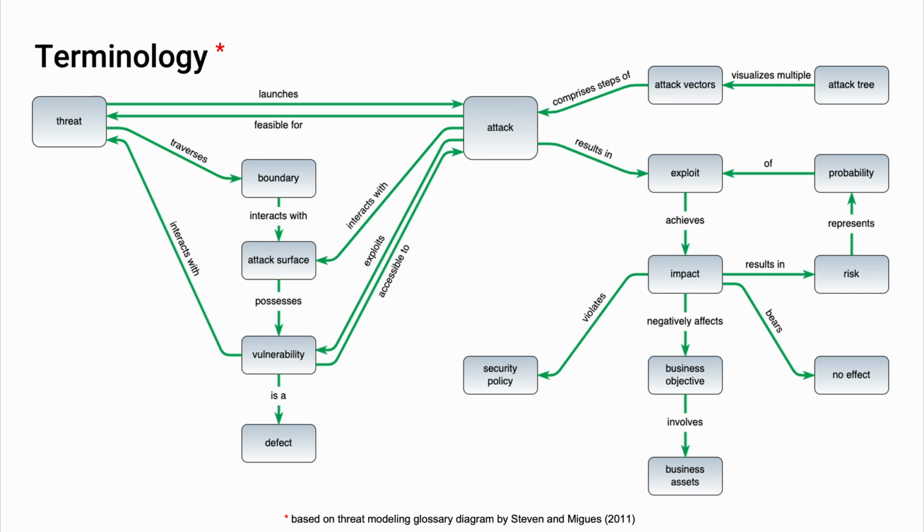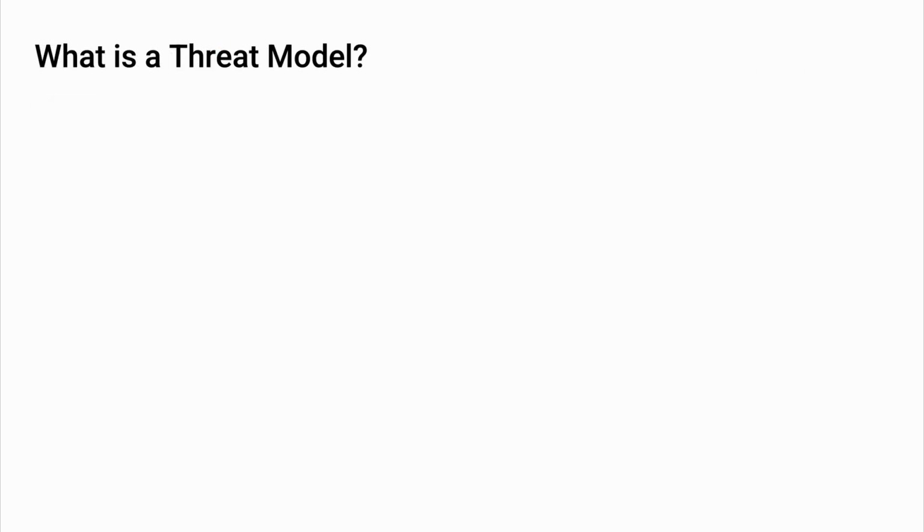Here's the terminology as used within the context of the AVCDL. It's based on the threat model glossary proposed by Stevens and Miguez. You'll notice that it has two distinct halves. We're going to concentrate on the left half. Now, unlike the attack surface analysis, which concerns itself only with the establishment of boundaries that essentially form the attack surface, with threat modeling, we focus more on the actual vulnerabilities that data traversing the boundaries can yield. These issues are defects.